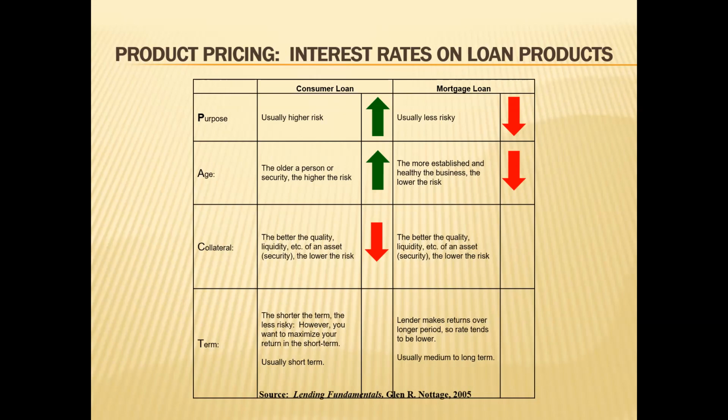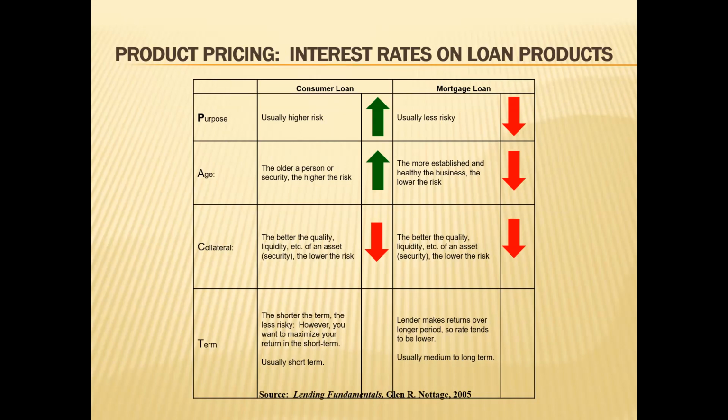What about on the mortgage loan side? It says that the better the quality or liquidity, et cetera, of an asset, the lower the risk. Where would that arrow point? Would it be down, sir? Down, yes, okay. Similar to consumer loans, okay.